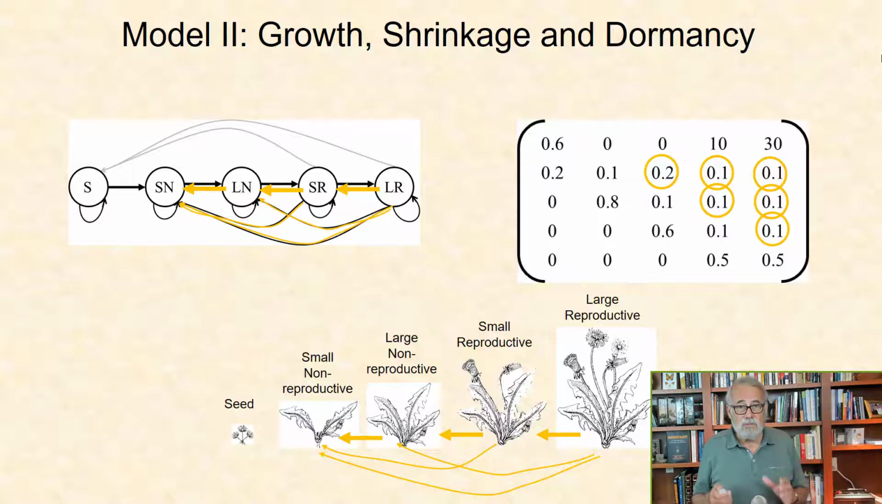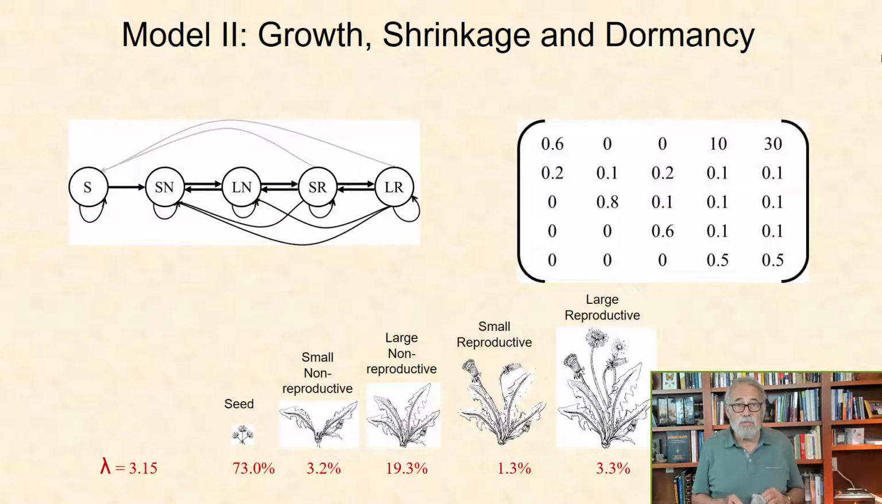The basic structure of Model 2 could also be applied to a species that, instead of shrinkage, shows fragmentation, where larger individuals break apart to form smaller clones of itself. Fragmentation may occur not only for some plant species, where modules break off and become physiologically independent, but also for corals or other modular animals. With the values specified in Model 2, the growth rate lambda of this population is 3.15, and the stable stage distribution is 73.0, 3.2, 19.3, 1.3, and 3.3% for each of these stage classes respectively.